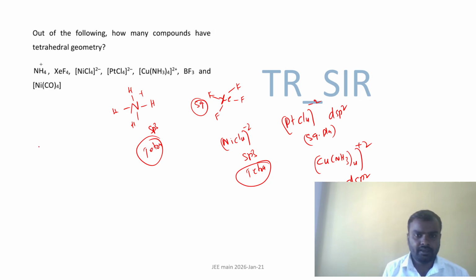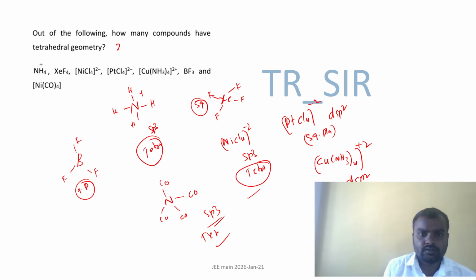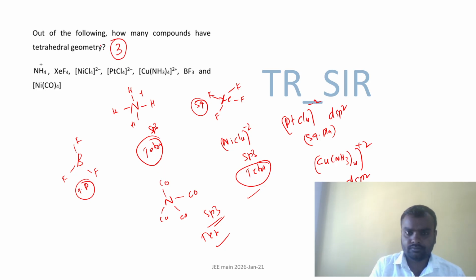BF3 is trigonal planar, guys. It is not tetrahedral. Trigonal planar. Ni(CO)4 is tetrahedral, sp3, so tetrahedral. How many are there? 1, 2, and 3. So the answer is 3.